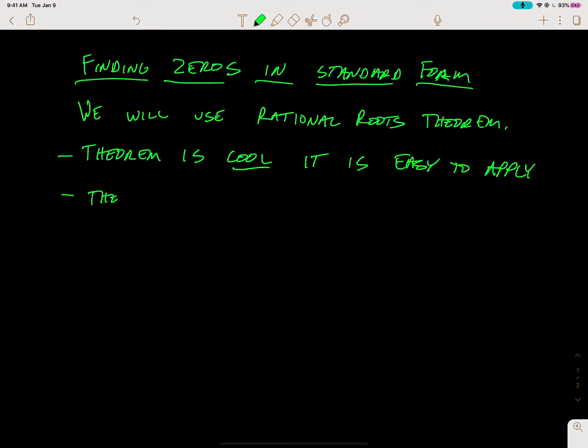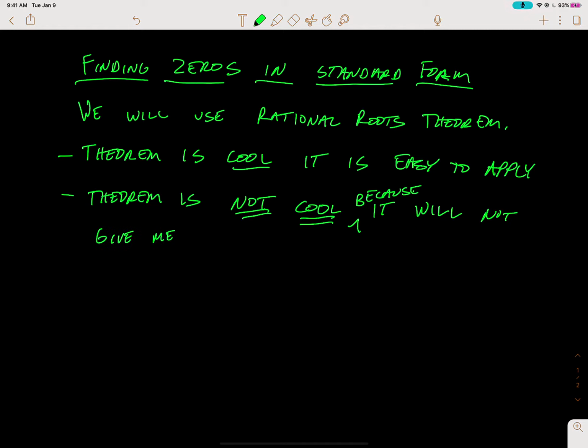The theorem, though, is not cool because although it gives me some answers, it will not give me the final answers. So it is not cool because it will not give me the final answer. So remember, we're using this to try to find the zeros of the polynomial.